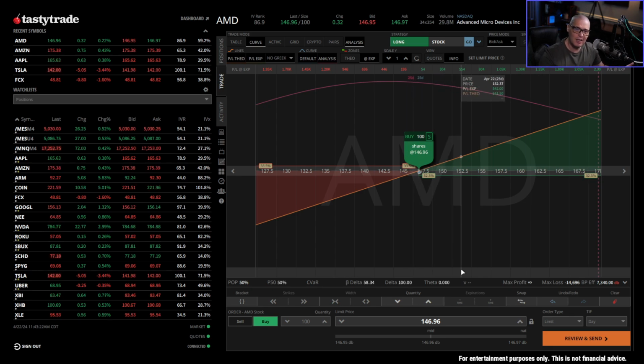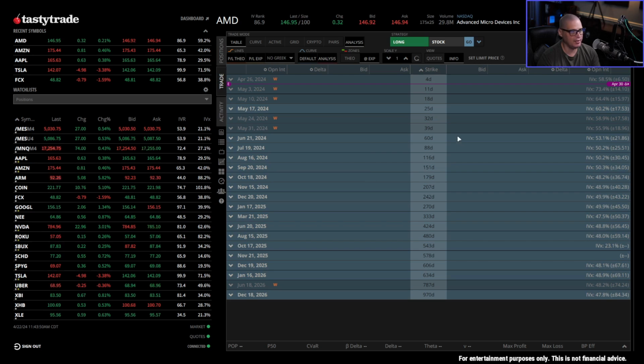But that's still a lot of money compared to your typical buying power reduction on option strategies. And honestly, you can actually recreate this exact same risk profile using options, and you can cut that buying power reduction almost in half. So let me clear that out, and let's go back to the options chain.